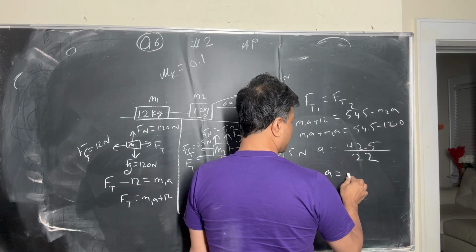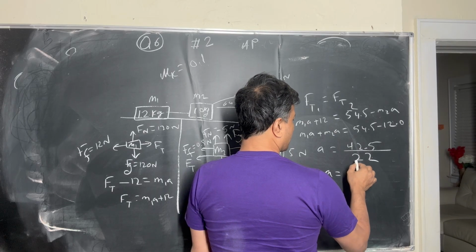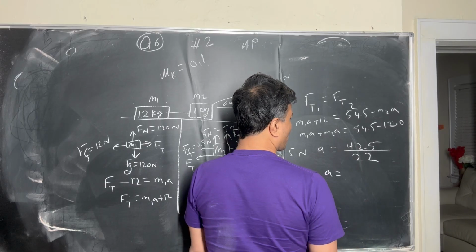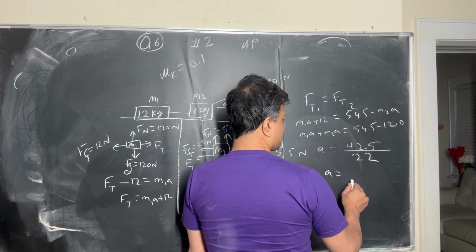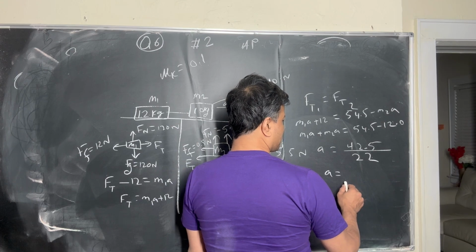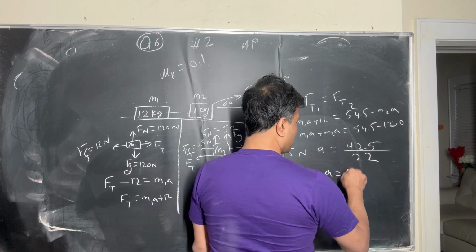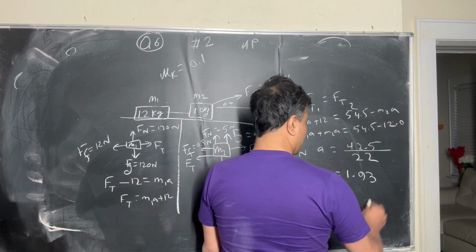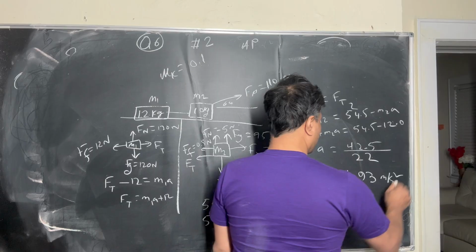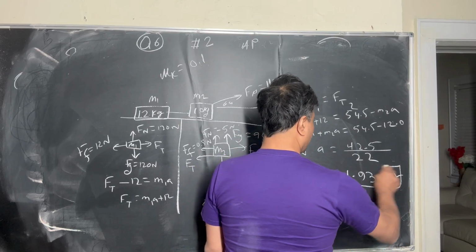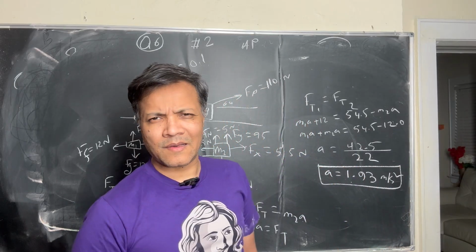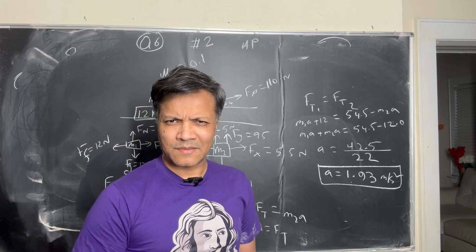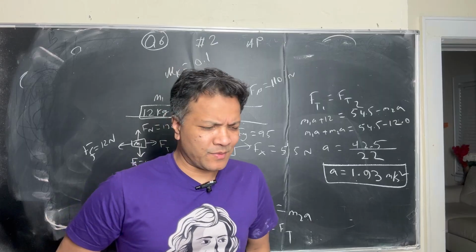Acceleration is 22 goes into 42 once, 1.93 I believe meter per second square. 2 sig fig. You don't get any partial credit for making mistakes. Just don't make mistakes. Problem number 3.